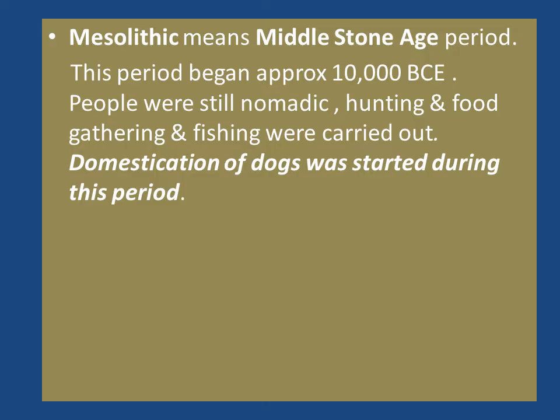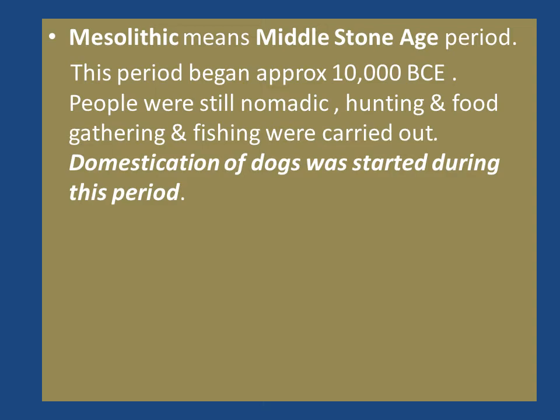Next is the Mesolithic period, children, which means the Middle Age period. This period began approximately 10,000 BCE. That means 10,000 years before the birth of Christ. People were still nomadic, moving from one place to another, did not have a settled life. They did not start making houses and have a settled life, but they were moving on, searching for food, gathering food, hunting, fishing, all these activities were going on.